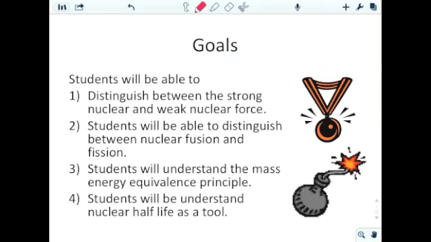The learning goals for this are: students will be able to distinguish between strong nuclear and weak nuclear forces. Students will be able to distinguish between nuclear fission and fusion, two different nuclear reactions. Students will understand the mass energy equivalence principle, and students will be able to understand nuclear half-life as a tool. So we're going to look at half-life, and at E equals mc squared.